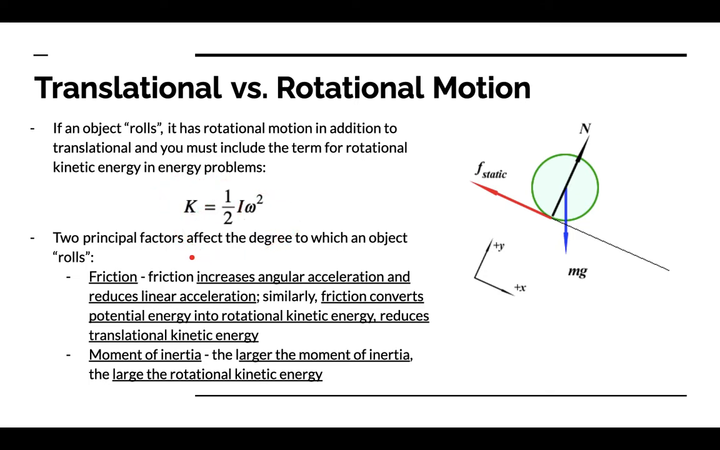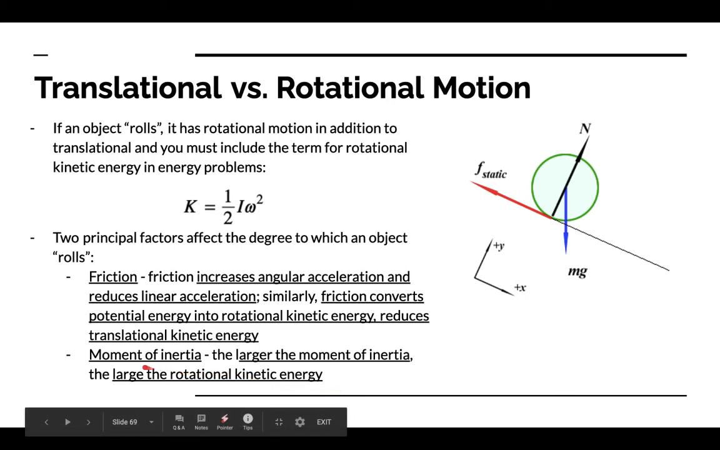There are two principal factors that affect the degree to which an object rolls. Friction. Friction increases angular acceleration and reduces linear acceleration. The idea being that an object rolls when friction acts on it because friction enacts a torque at this point which causes your object to start rolling and accelerating. So if friction increases, your angular acceleration will increase, but your linear acceleration will decrease. Similarly, friction converts potential energy into rotational kinetic energy. So if friction increases, more energy is going to be diverted to rotating, hence rotational kinetic energy, and that's going to reduce your translational kinetic energy.